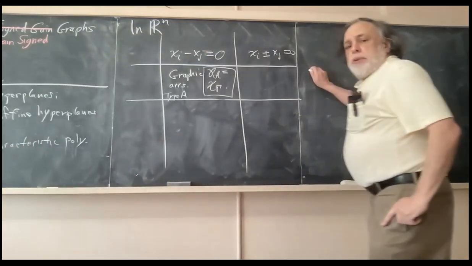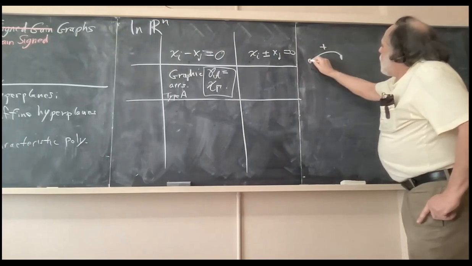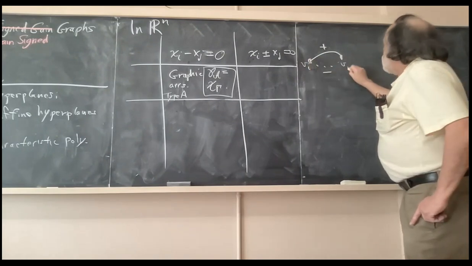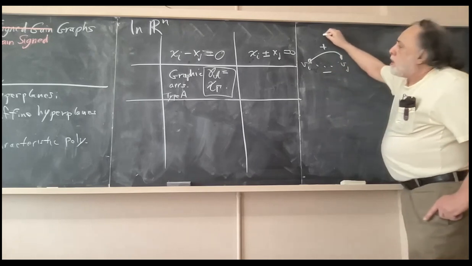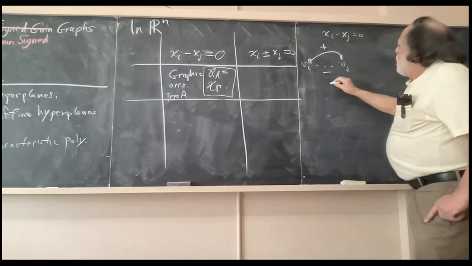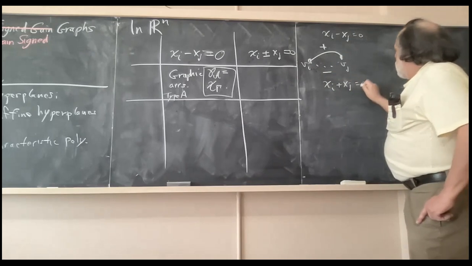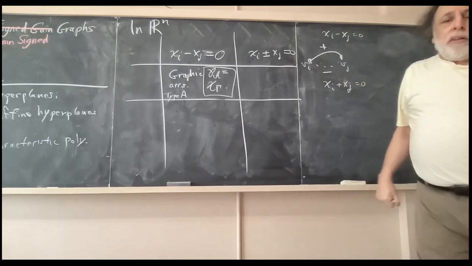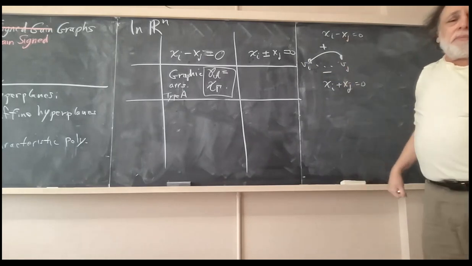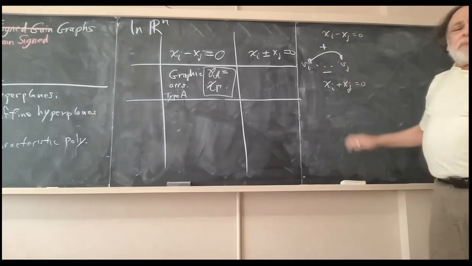So let me show you here an example of a positive edge and a negative edge between v sub i and v sub j. And the positive edge corresponds to x sub i minus x sub j equals 0. And the negative edge corresponds to x sub i plus x sub j equals 0. Well, I'm not going to tell you why it goes this way. Some people think it's the other way around, but this is a perfectly correct thing. There's a good reason for it, but I'm skipping that.